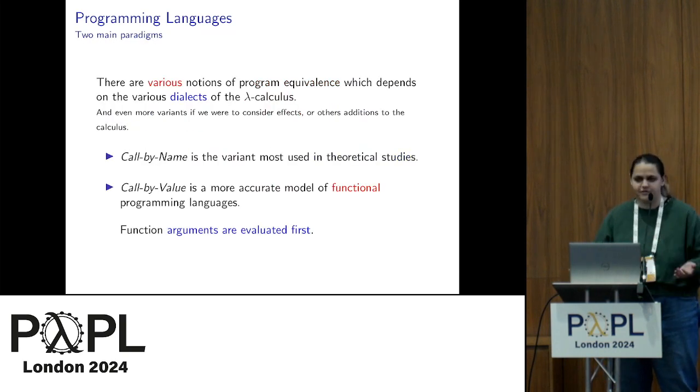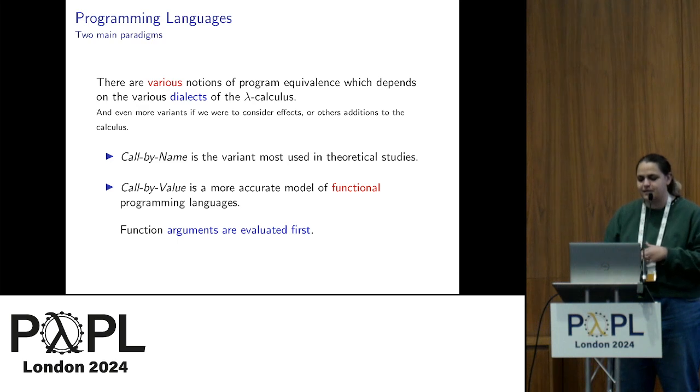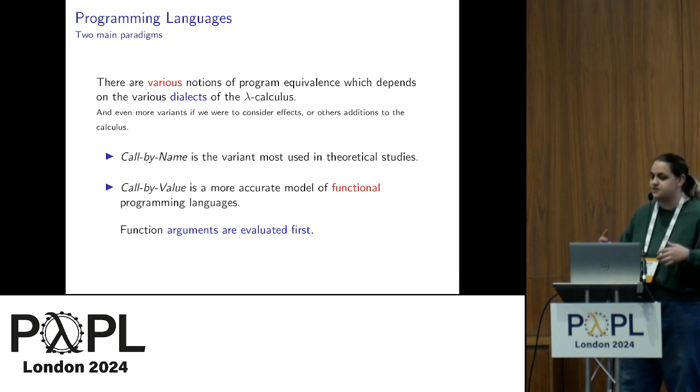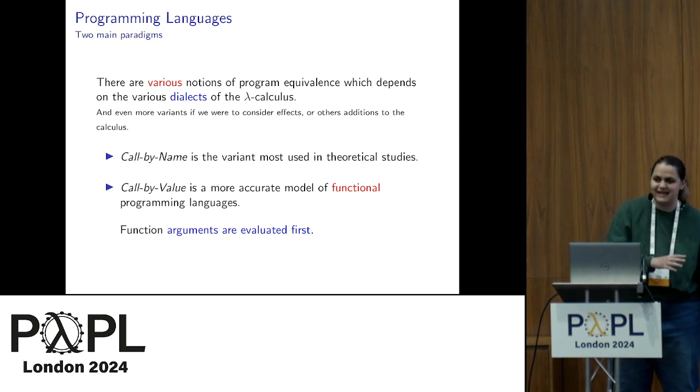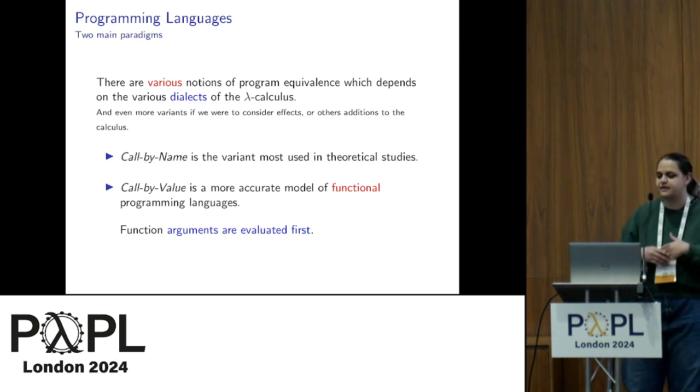There are various notions of program equivalence, but first there are various notions of lambda calculi. There are two main paradigms, two main dialects. Call by name is the variant that is most used in theoretical studies, well known, well understood. On the other end, we have call by value, which is less studied, but more accurate to actually represent functional programming languages. The main idea behind call by value is that function arguments are evaluated first.